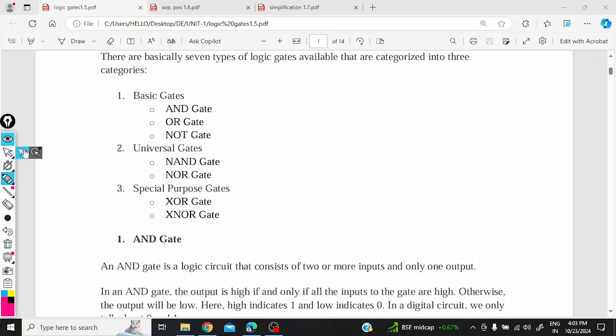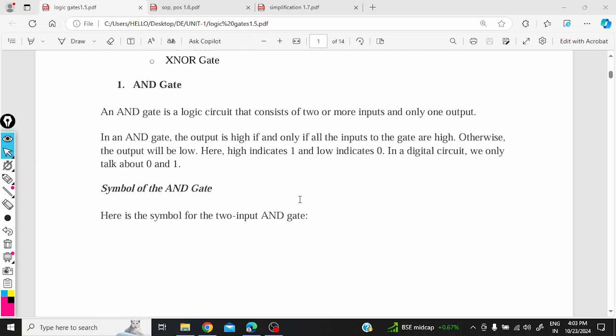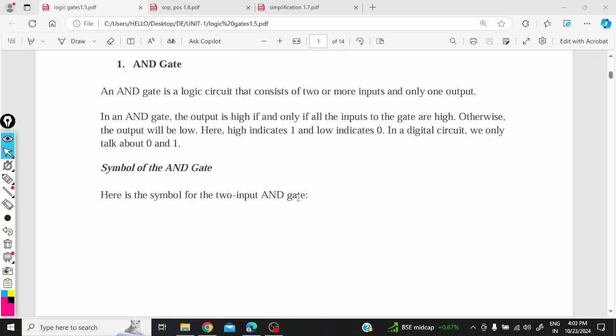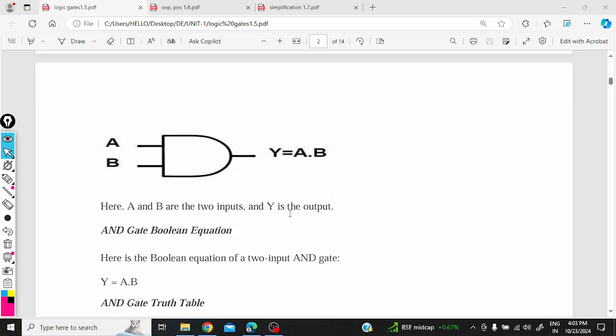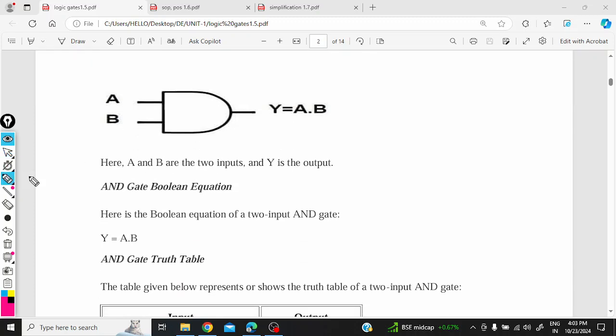Let us see individually how these gates look. For example, if I have an AND gate, how does it look? This is the symbol for AND gate. You can see it has two input terminals with output terminal Y, and the output of the AND gate is represented as A dot B. The Boolean expression for AND gate is Y equals A dot B. Let us see how the functionality of the AND gate is visible for us.